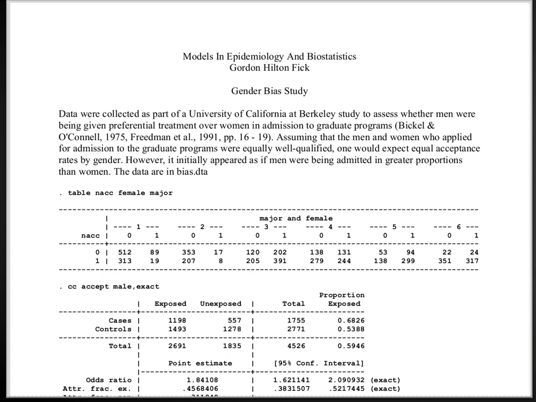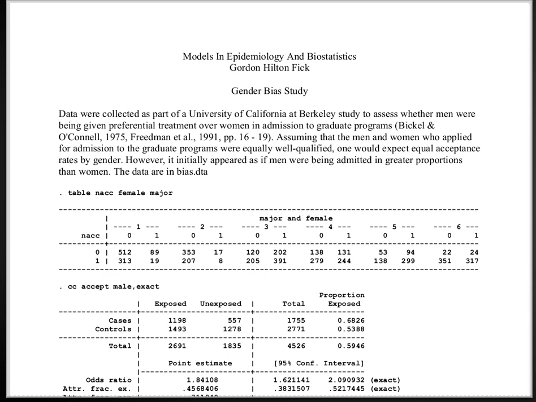Okay, so if indeed it's reasonable, and indeed it is, to assume that men and women who applied for admission to graduate programs were equally qualified, and that we'll take as a given, I guess, then we would expect equal acceptance rates by gender. However, if one does a preliminary analysis of this data, a preliminary analysis might give the impression that men were being admitted in higher proportions than the women were. All right.